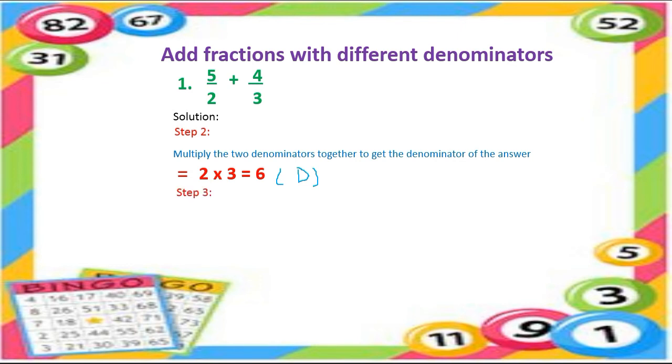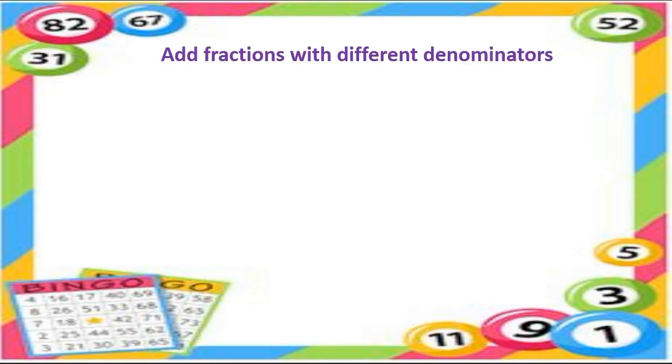Okay. So step number 3 is write your answer as a fraction. So we will copy the question first, 5 upon 2 plus 4 upon 3, and then we will write the numerator and denominator value. The numerator value was 23 and denominator value is 6. So after using the crisscross method, we can easily add the fractions with different denominators. I hope you have understood the method. We will do the practice one more time. So let's begin question number 2.